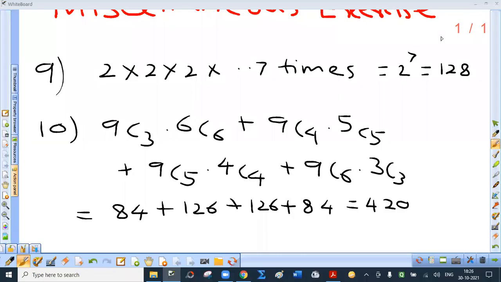10th one, 9 friends decide to go for a picnic in 2 groups. One group decides to go by car and the other group decides to go by train. Find the number of different ways of doing so, if there must be at least 3 friends in each group. Okay. Write down. If one group goes by car, the other group will go by train.